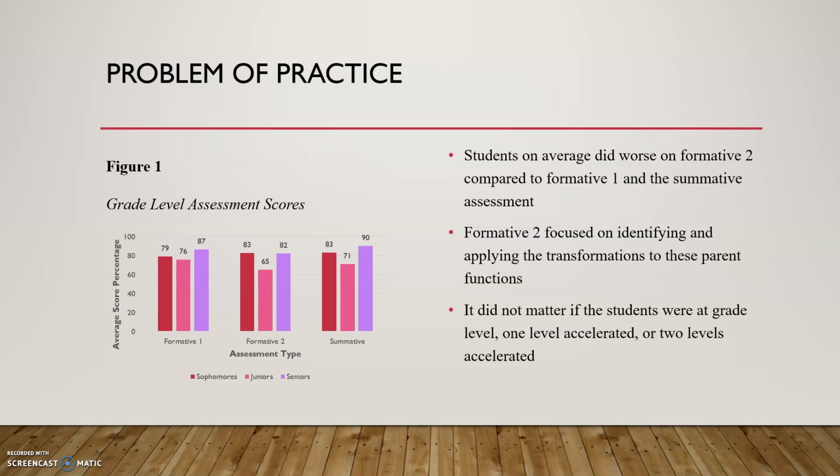As we can see from figure 1, this is my grade level assessment scores. This was for the chapter of graphs. We can see based off of formative 1, formative 2, and my summative assessment that students on average did worse on formative 2 compared to formative 1 and the summative assessment. Formative 2 focused on identifying and applying transformations to these parent functions.